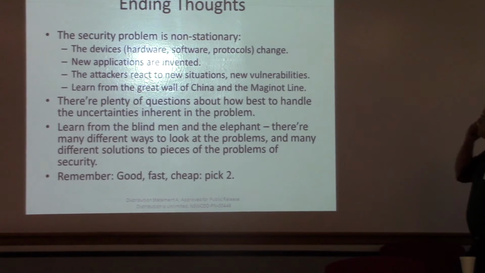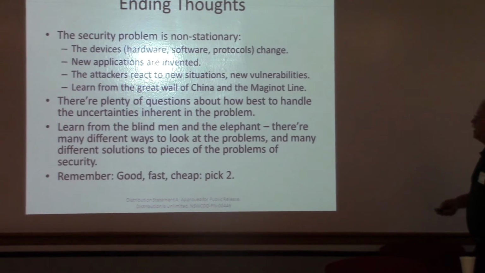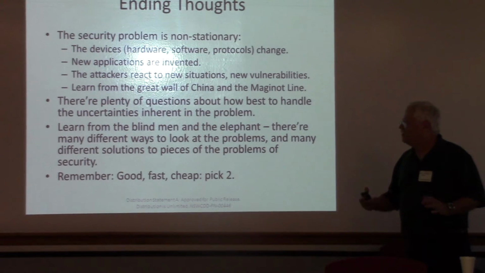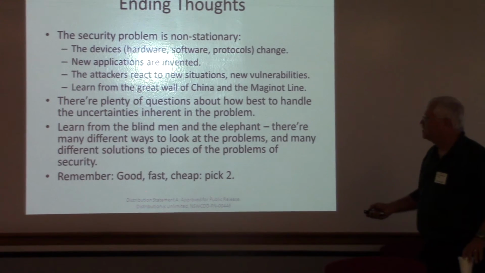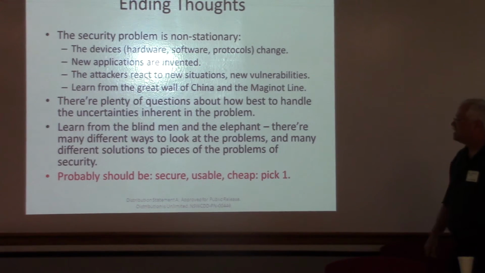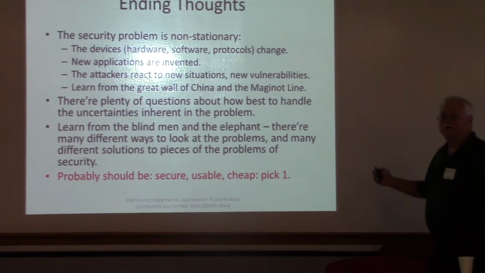There are plenty of questions about how best to handle all these uncertainties. I like the blind man and the elephant analogy. There's all kinds of different ways to look at these problems and many different solutions to pieces of the security problems. I don't see any way to solve the security problem. You have to attack pieces. And remember, good, fast, cheap, pick 2. And what I would say is secure, usable, cheap, pick 1. And that's it.